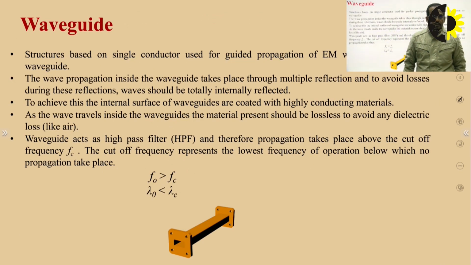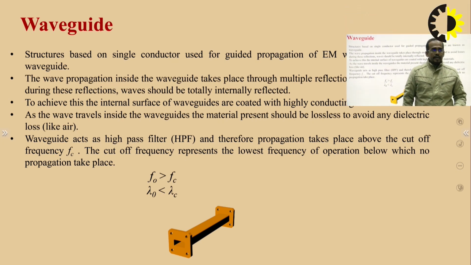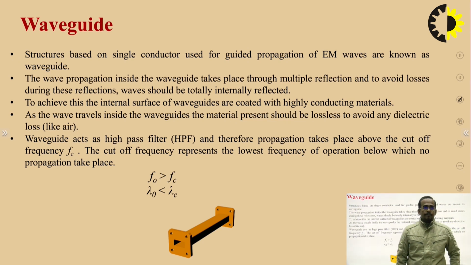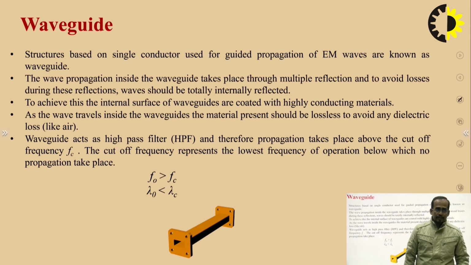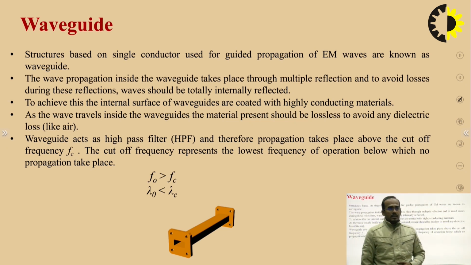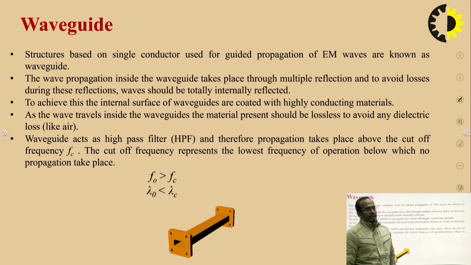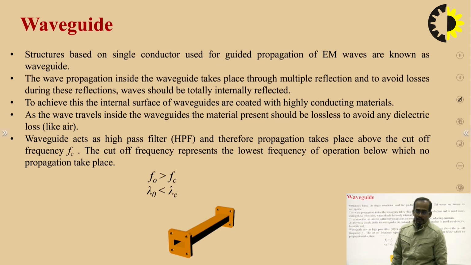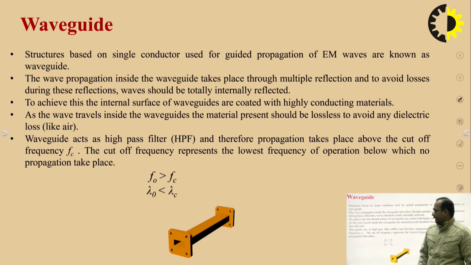Now what is the waveguide? This waveguide is nothing but a structure based on a single conductor used for the guided propagation of the EM waves, and the wave propagation inside the waveguide takes place through multiple reflection. To avoid losses during these reflections, the waveguide should be totally internally reflecting. So the waveguide acts as a high pass filter and therefore propagation takes place above the cutoff frequency.